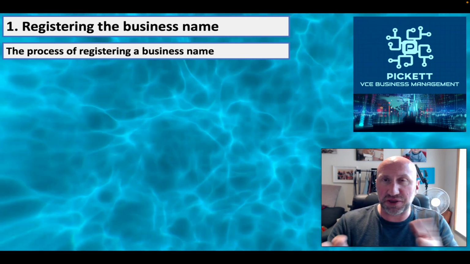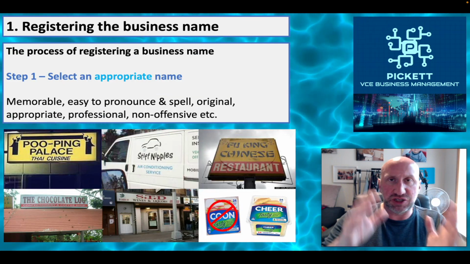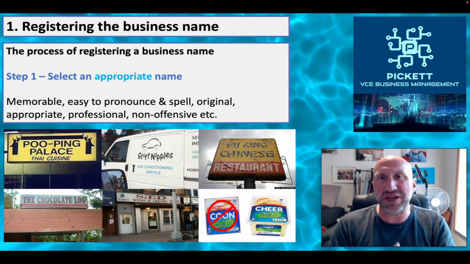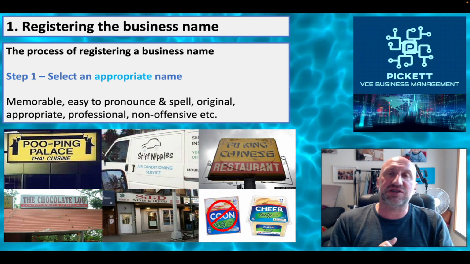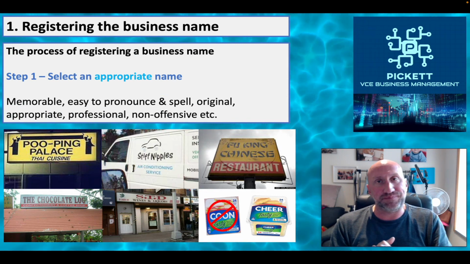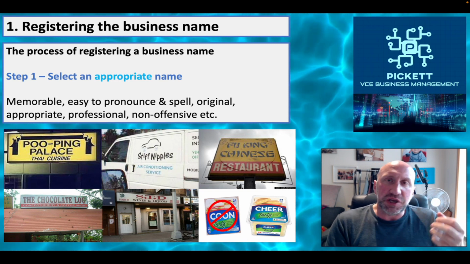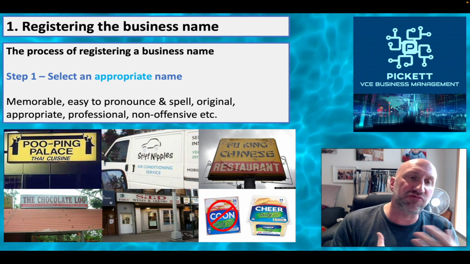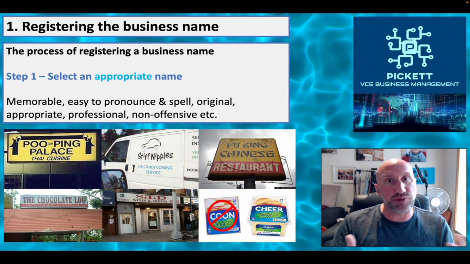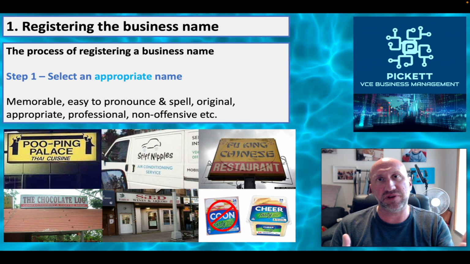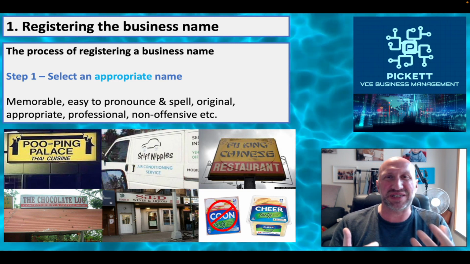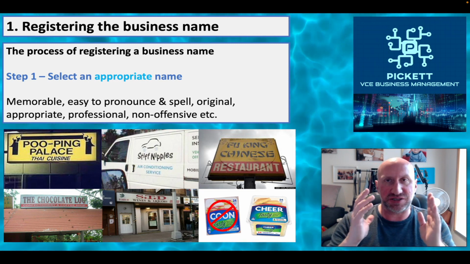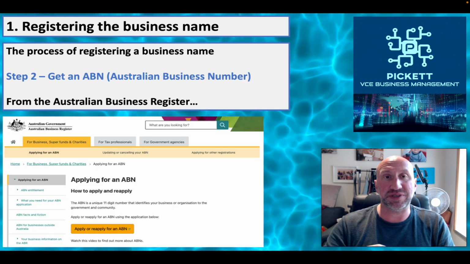Now, the process of registering a business name, just the other thing that I'm going to cover when we're talking about this, just a couple of steps you need to go through that you might need to explain. So step 1, select an appropriate name. Now, when we say appropriate, you want something that's memorable, something that's easy to pronounce and spell, something original, something appropriate, professional and non-offensive, all that sort of stuff. So you've got to come up with a decent business name. Okay. So step one, select yourself an appropriate business name.